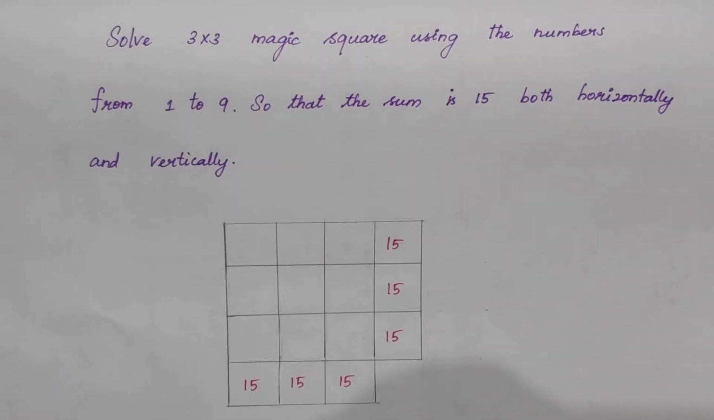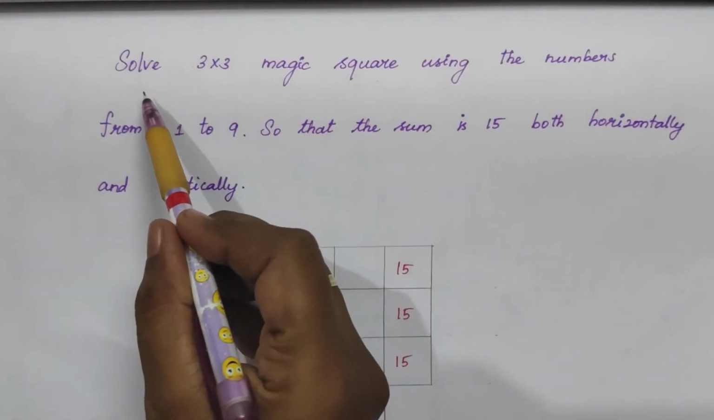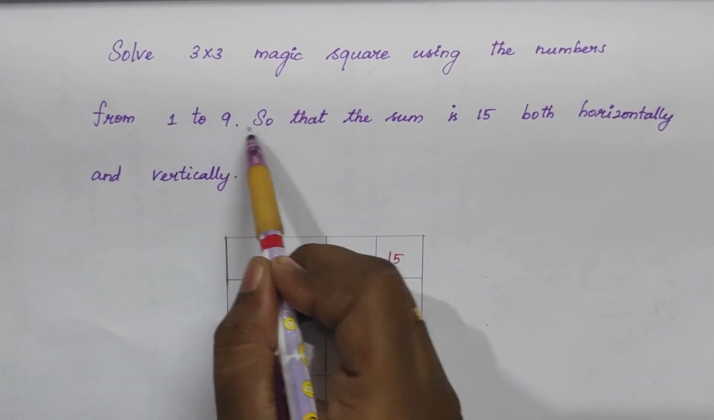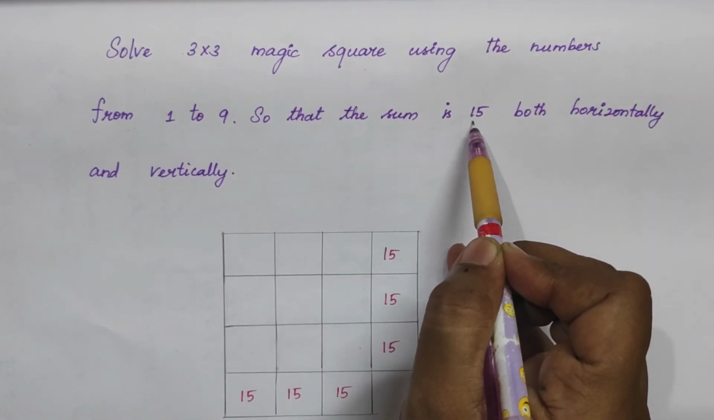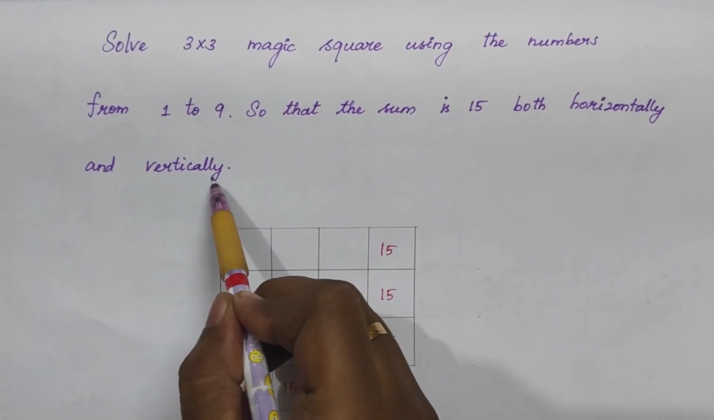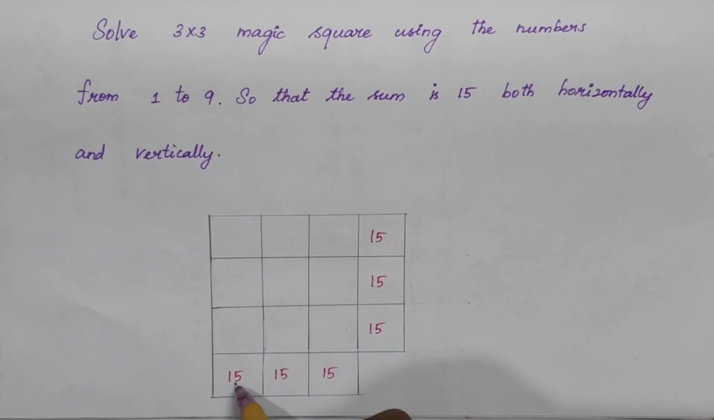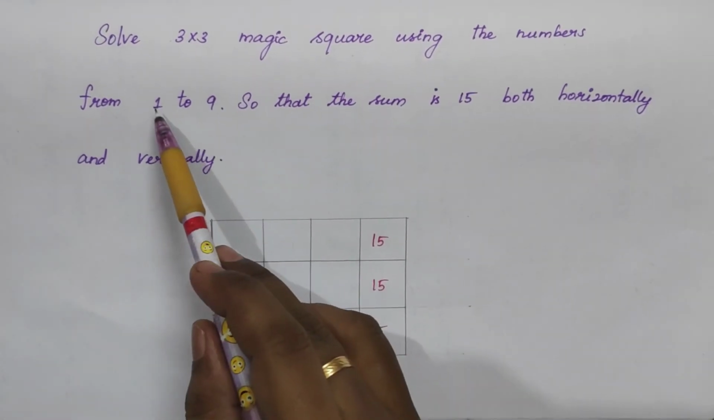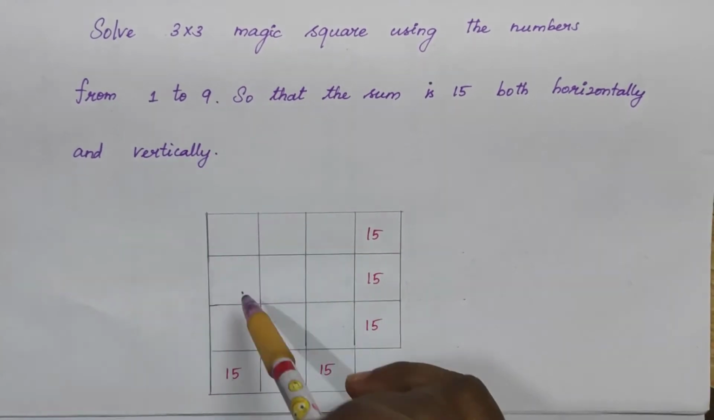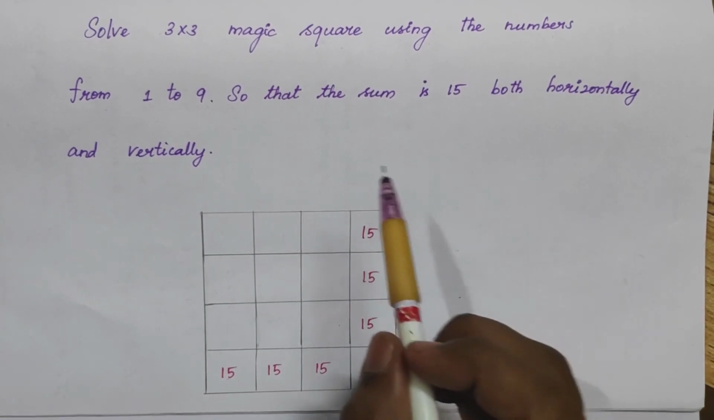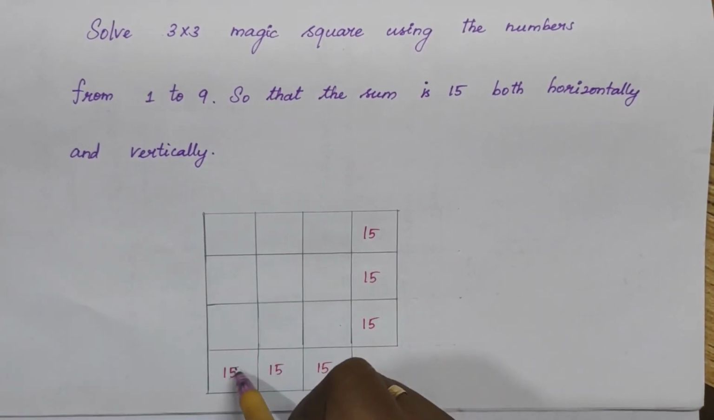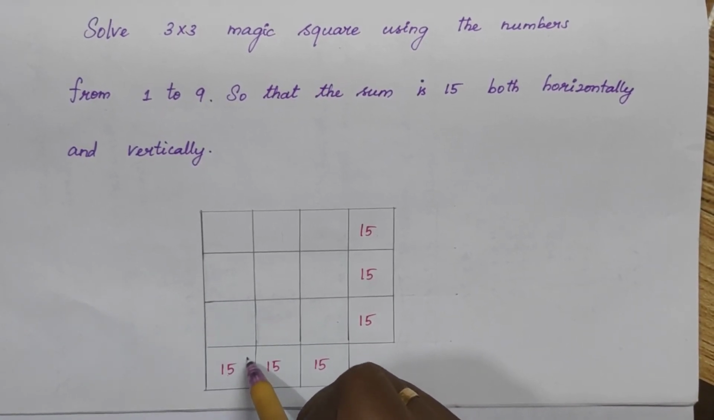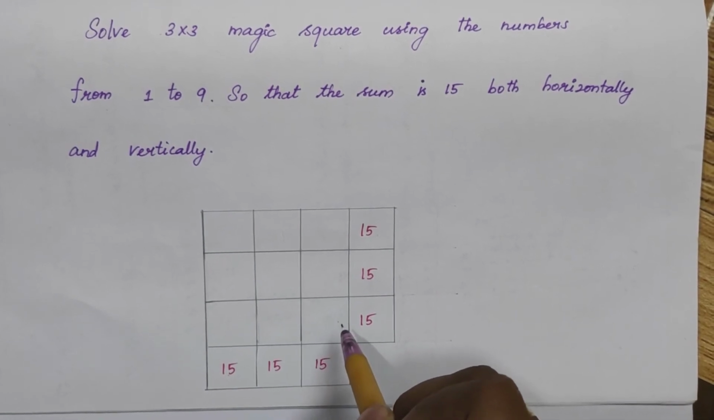Now let's see another model of sum. Solve 3 into 3 magic square using the numbers from 1 to 9 so that the sum is 15 both horizontally and vertically. Here a grid is given. We are asked to fill the grid with the numbers 1 to 9. The numbers 1 to 9 should not repeat in between the rows and columns. If we count all the rows and all the columns, we should get a sum of 15. So, we have to fill this grid with 1 to 9.